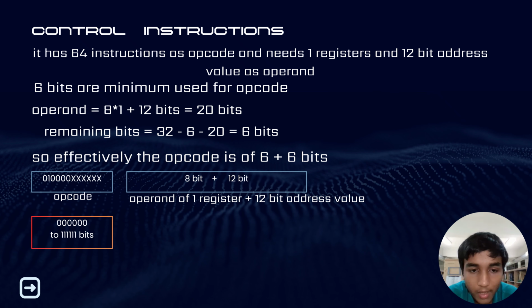Now I'm going to tell about control instructions. So given it has 64 instructions and needs 1 register and a 12-bit immediate value. So now the 64 instructions are taken as opcode and 1 register plus a 12-bit address value is taken as operand. So when 2 power n equals 64, n equals 6. So at least 6 bits are required to express the opcode.